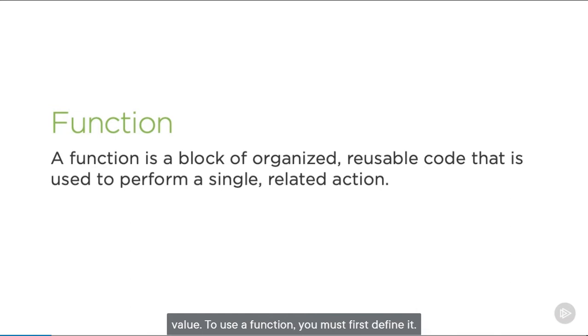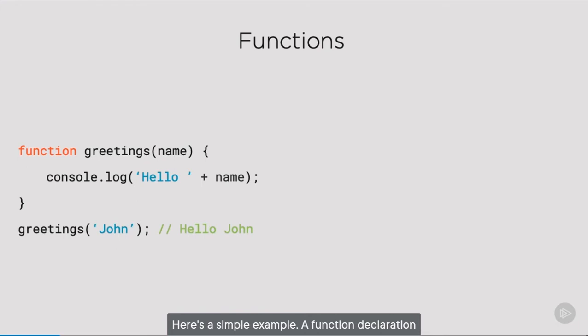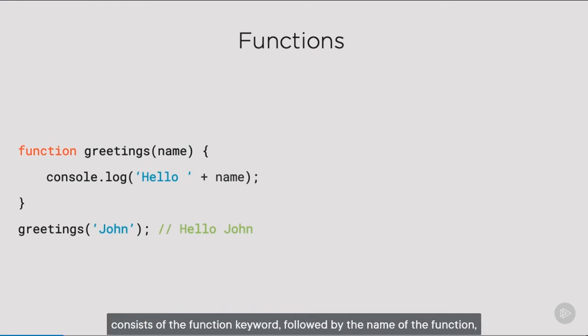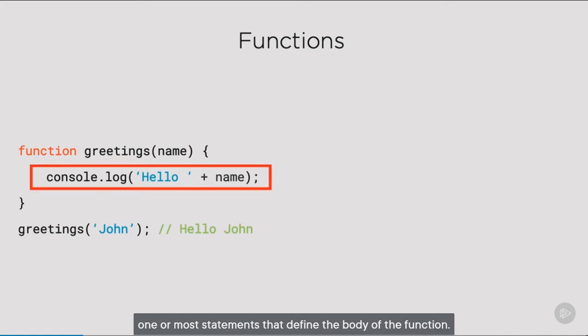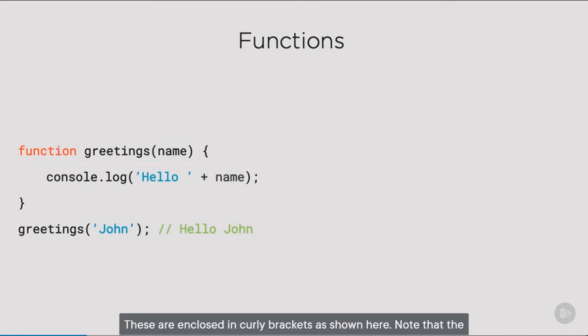To use a function, you must first define it. Here's a simple example. A function declaration consists of the function keyword followed by the name of the function, a list of optional parameters enclosed in parentheses separated by commas, and one or more statements that define the body of the function. These are enclosed in curly brackets as shown here.